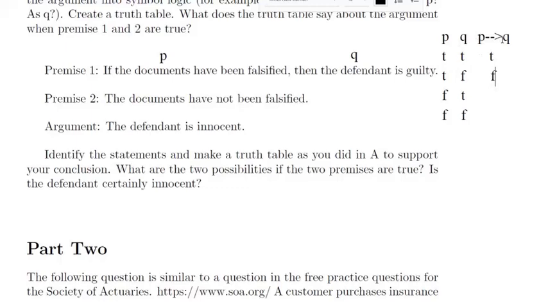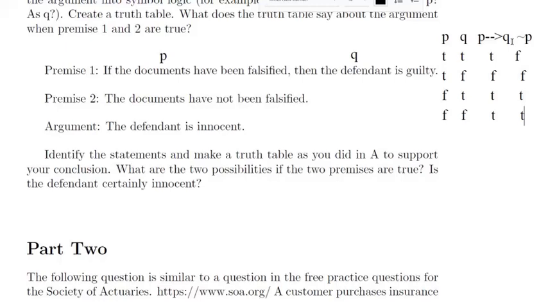So true implies true, that makes true. True implies false, that's false, according to what we did before. And if the first part of the statement is false, it doesn't matter what the second part is, we mark it as true. And then premise 2, the documents have not been falsified. So that means we're doing not P again. And that's false, false, true, true.